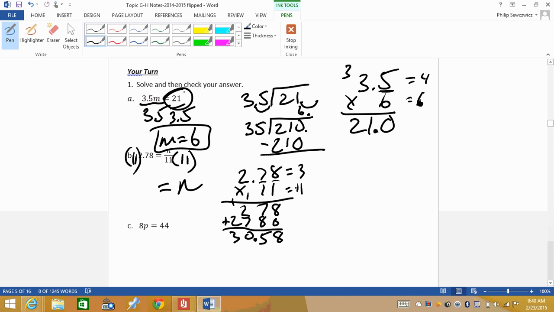3 times 11 is 33. Definitely close to it. To do your check step, we would see if 35.8 divided by 11 gives us 2.78. So let's come on over here. Let's see it in action.